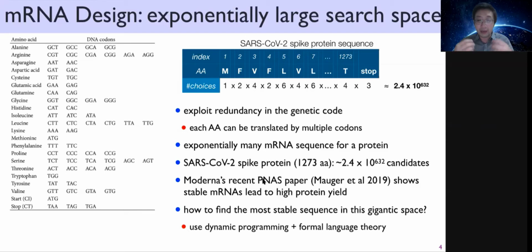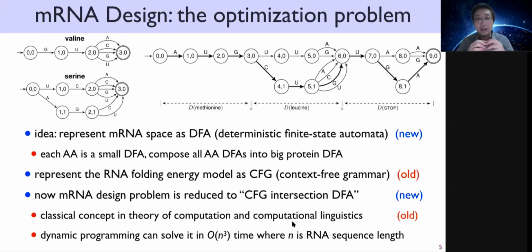So now the question is, how do you find the most stable sequence in this gigantic space? Our answer is to use dynamic programming plus formal language theory. The key idea is to represent mRNA as a DFA, or deterministic finite state automaton. Each amino acid is represented by a small finite state automaton. For example, valine has 4 choices, and you represent that with this little graph.